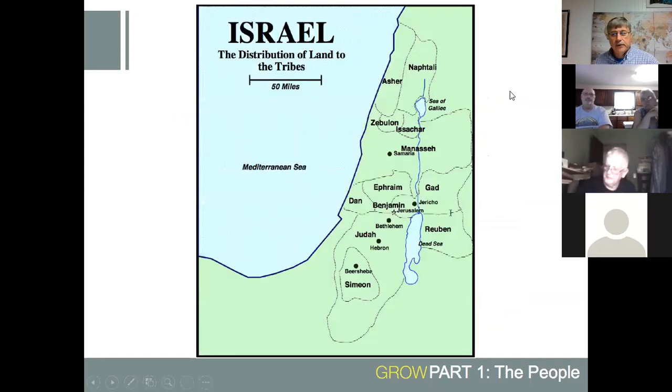Here's the distribution. So you've got Bethel, which is right down here by Jerusalem, just north of Jerusalem. And then Dan is all the way up here at the top between Naphtali and Asher, those two tribes. And eventually Samaria here right in the middle is going to become the capital of the 10 northern tribes of Israel. And then you've got Judah, the southern kingdom, down here in the south.